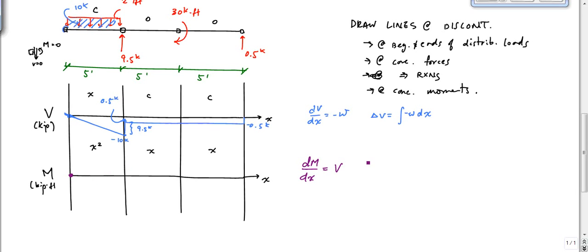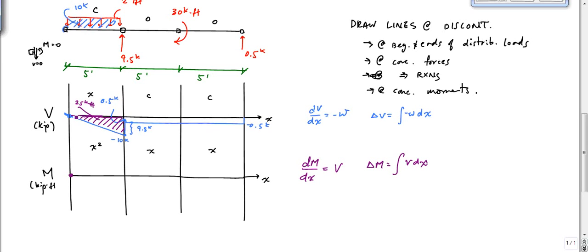And you know that the change in moment is equal to the area under the shear diagram. Okay, the change right here. And so I have this region right here, the area of this is 1/2 base times the height of this area right here. So that's going to be 1/2 times 10 times 5, which is 25 kip feet.